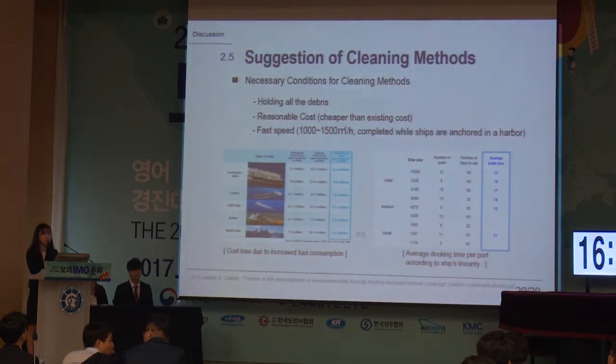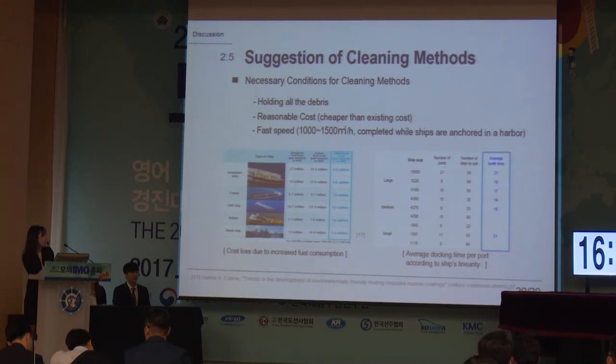The conditions for proper cleaning are as follows. First, it must hold all the debris. Second, the price must be appropriate. Taking a tanker as an example, $1.6 million is paid for increased fuel consumption annually. The cost for an improved cleaning method should be less than this cost. Third, the processing speed must be fast. Cleaning should be completed while ships are docked in the harbor.